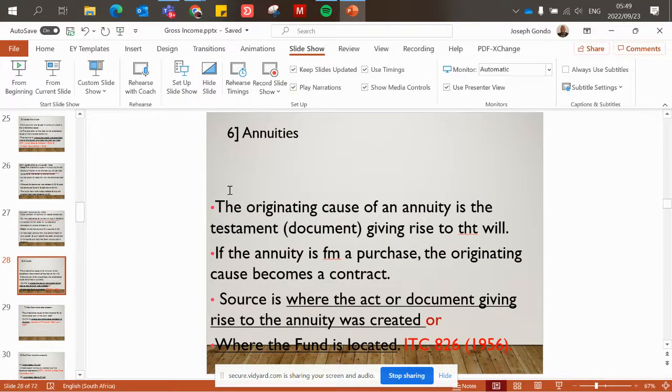What about the source of an annuity? Of course, the originating cause of an annuity is the testament or the document, the contract giving rise to that will. If the annuity is from a purchase, the originating cause becomes the contract. The source is where the act or document giving rise to the annuity was created, or where the fund is located.